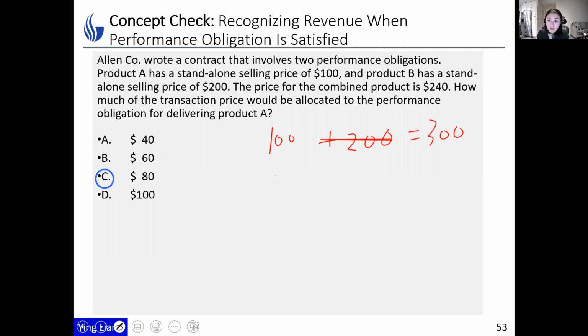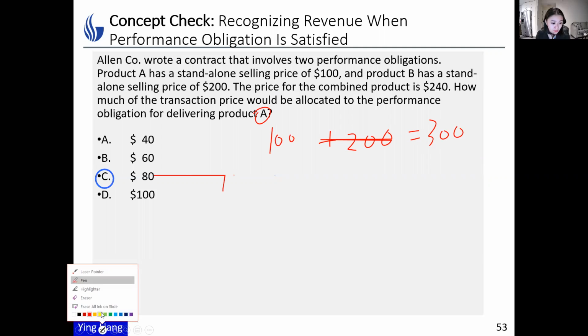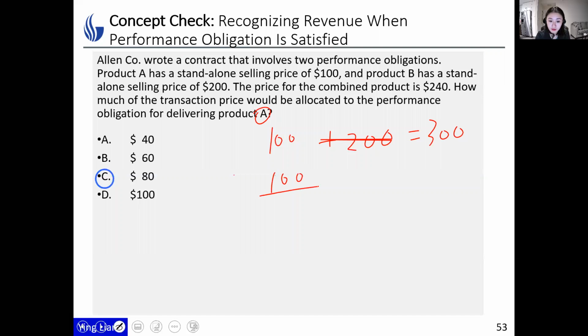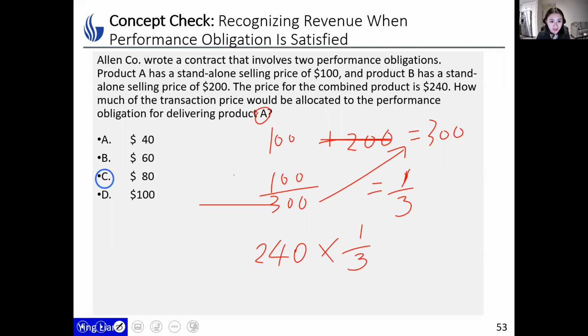For the question asked about product A, we don't have to calculate product B. Let's calculate the ratio first. I know my product A was $100 when the total is 300. I just calculated here. That gives me 1/3. Now, I have $240 right now. And I know 1/3 is going to be allocated to product A. That gives me $80.